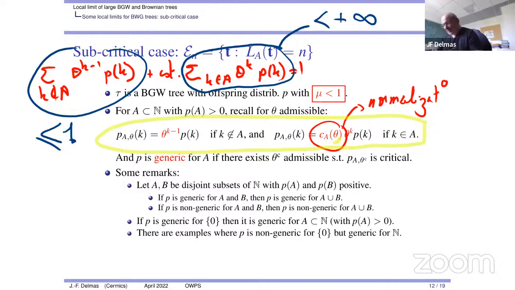Of course, I should have said that you have 0 and 1, which are admissible. But what you want is for this quantity to be critical, and if you are in this set, for all theta in this set, the corresponding distribution is subcritical. In fact, the mean is increasing with theta. So what happens is not on this set. What happens is either you find something which is critical, or you take the maximum of the admissible parameters.